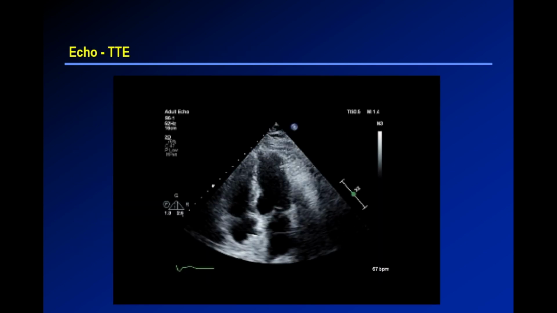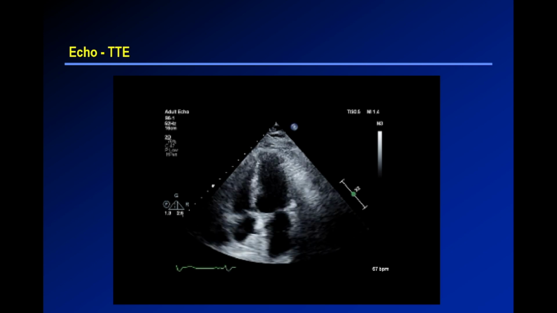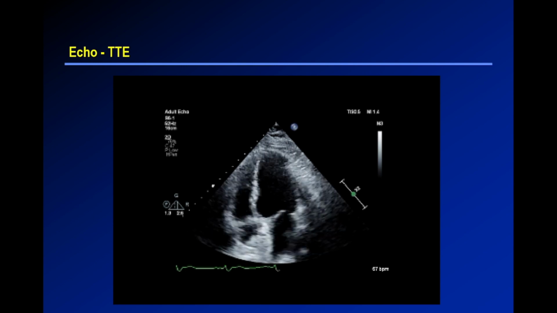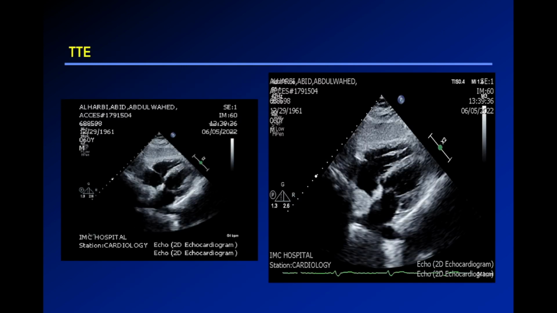Echo essentially was within normal, but we noticed there is a mass in the roof of the right atrium. And from the parasternal, from the subcostal view, the interatrial septum, there is a mass appearing here. And there is asymmetrical thickness of the interatrial septum, proximal part compared to distal part.